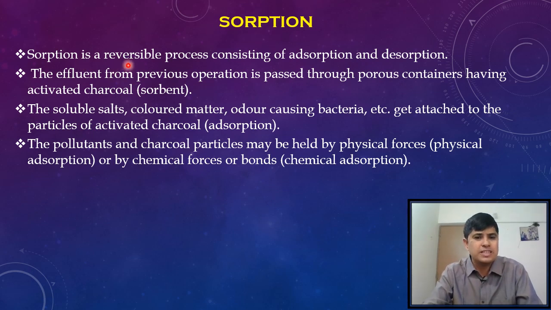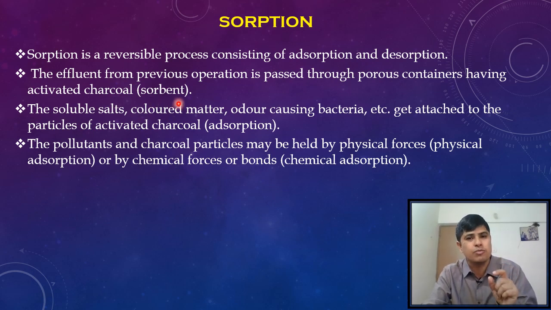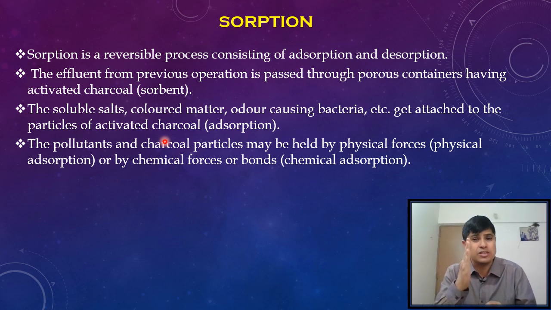Sorption is a reversible process consisting of both adsorption and desorption. The effluent from the previous operation, that is from aeration, is passed through a porous container having activated charcoal as a sorbent. Activated charcoal is used as a sorbent here. The soluble salt, color matter, odor causing bacteria, etc. get attached to the particles of activated charcoal.